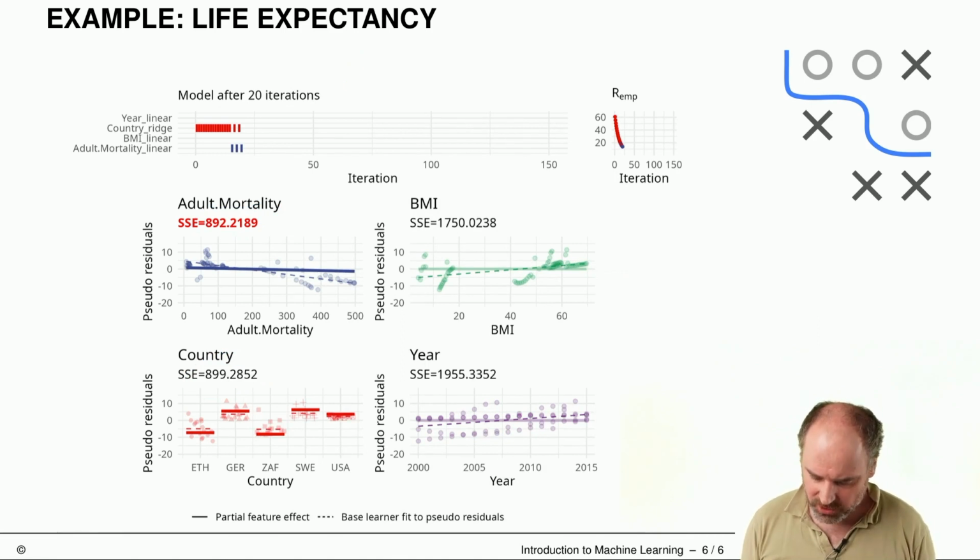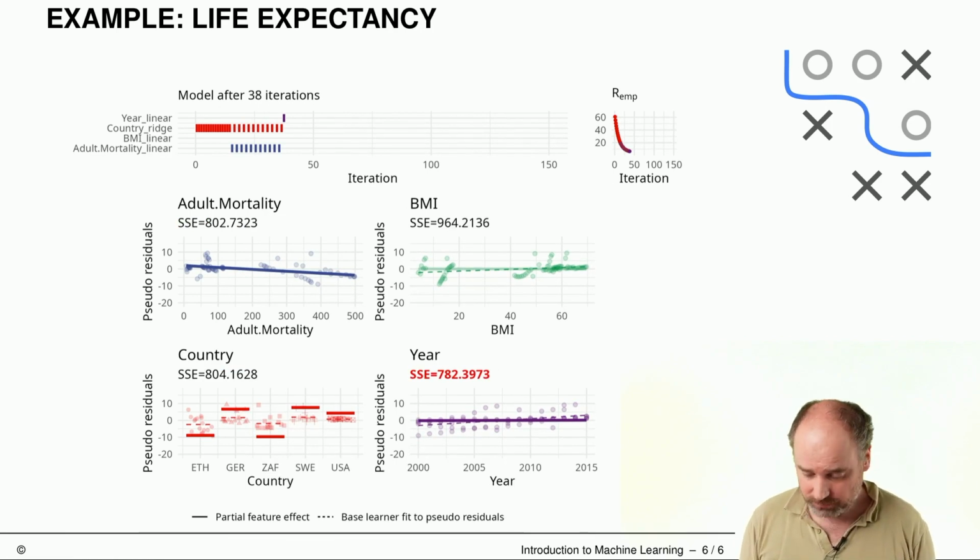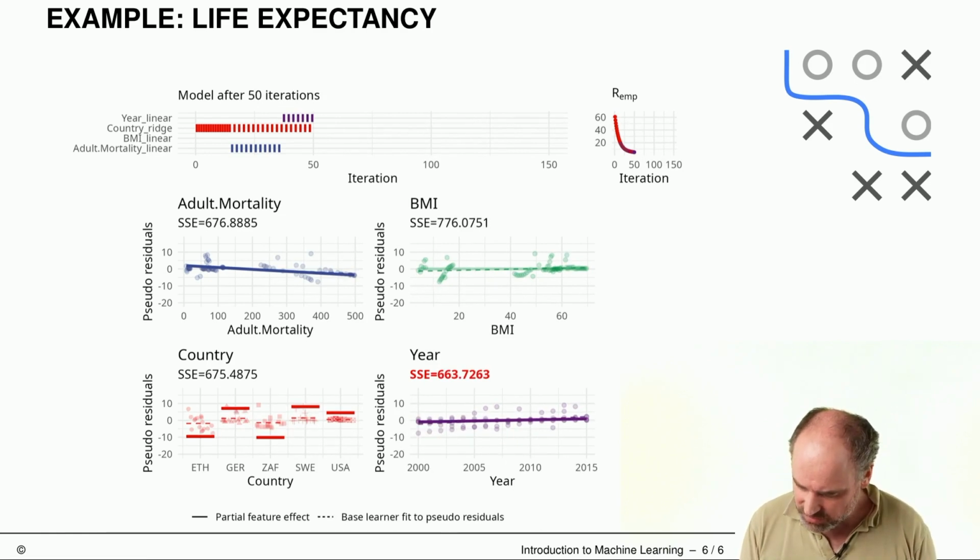And after 20 iterations, you can see country was touched a couple of further times, and we added in an adaptive step for mortality, and so on and so on. You can see risk goes down even further. After 37 iterations, again, we have only used these 2 features. Now we are beginning to also add in year. You can also see that risk reduction is going to stagnate a little bit here.